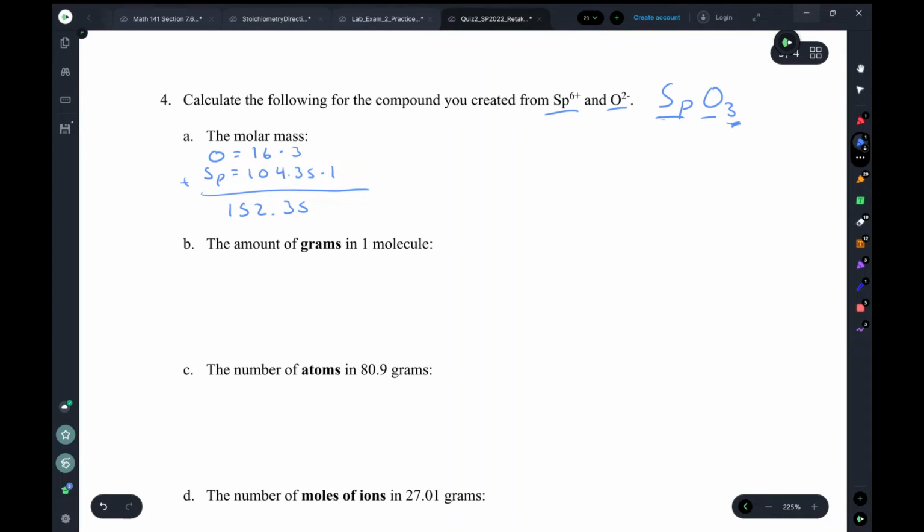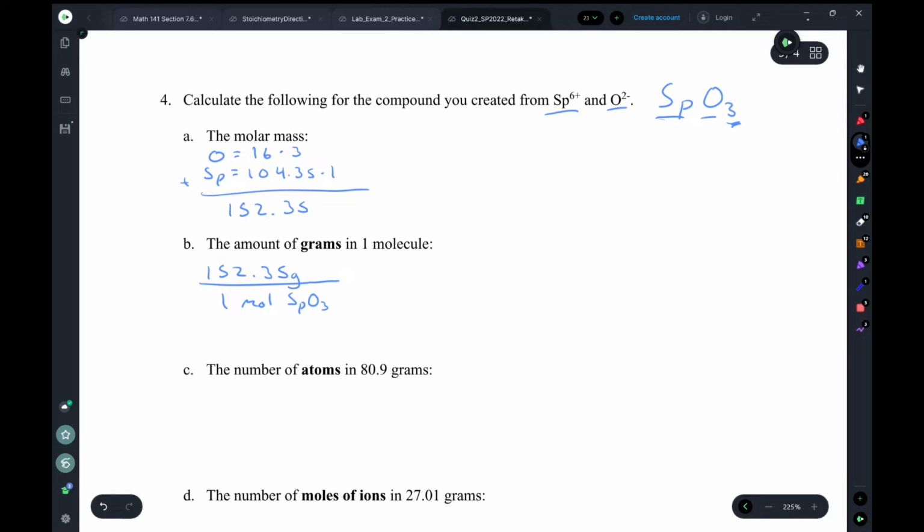Now for part B. In order to find the amount of grams in 1 molecule, we have to use stoichiometry and set up the problem so that we'll be multiplying by 1 mole over Avogadro's number. So we can set it up as 152.35 over 1 mole of SpO3.